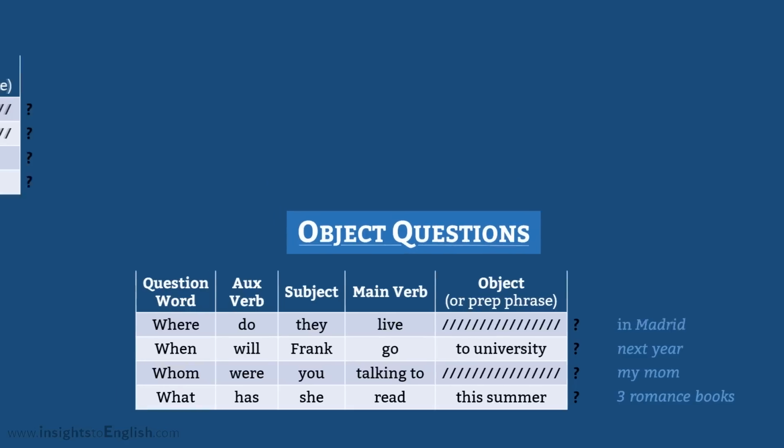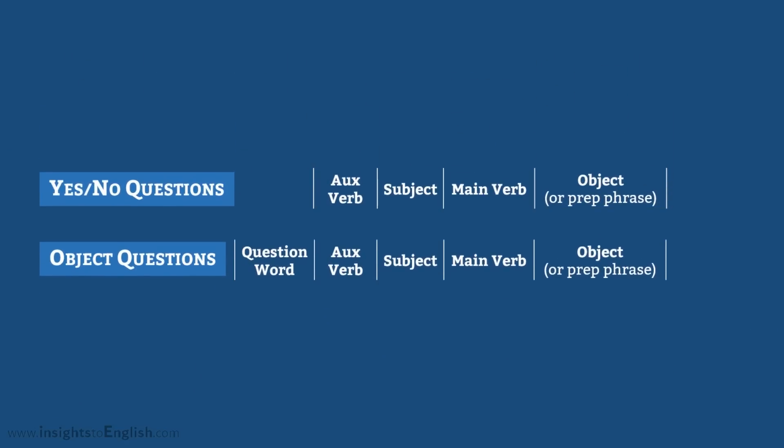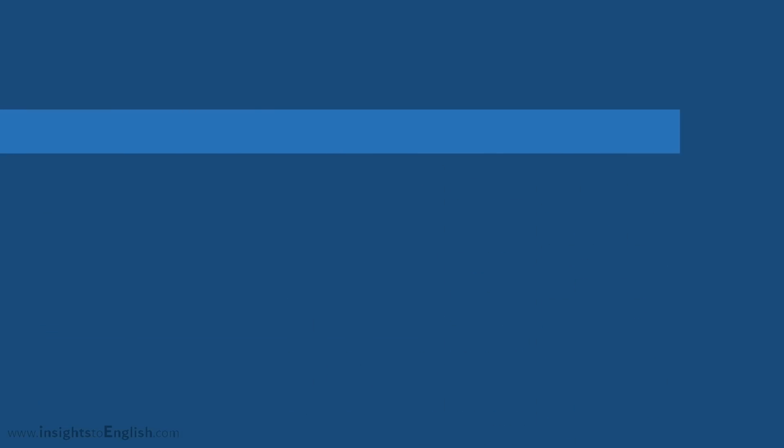Let's take a look at yes-no questions and object questions together. What do you notice? They're almost the same. Almost. What's the difference? The object questions have WH words, but the yes-no questions don't. The rest is the same. Very good. Let's take a closer look at turning a yes-no question into an object question.